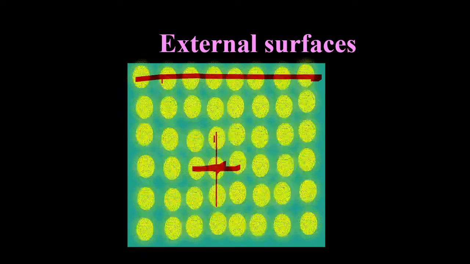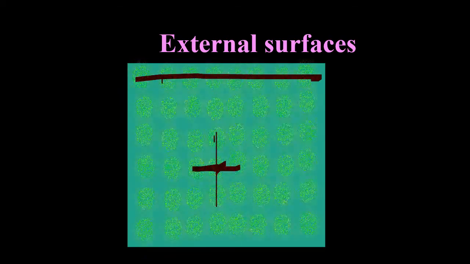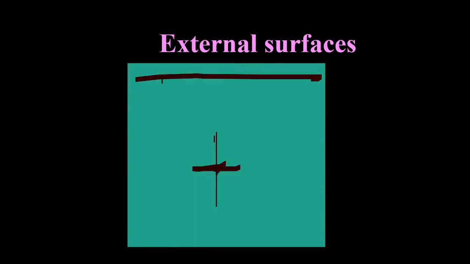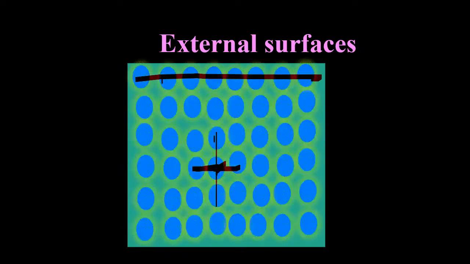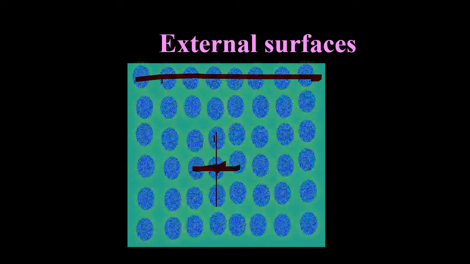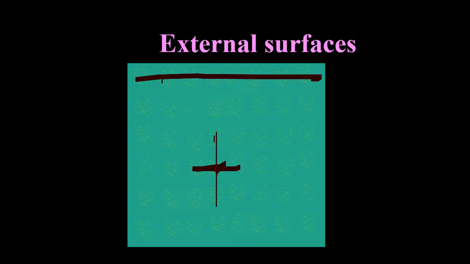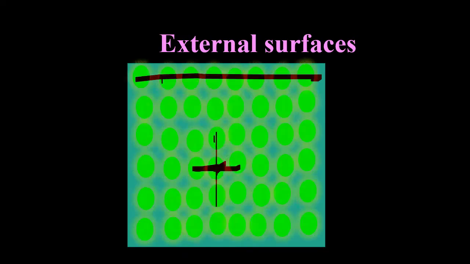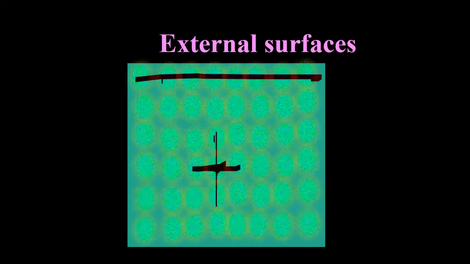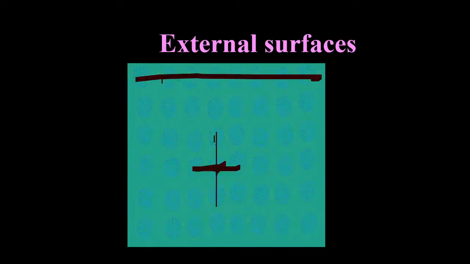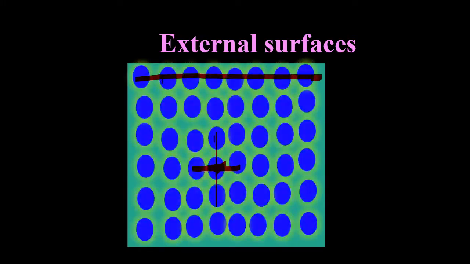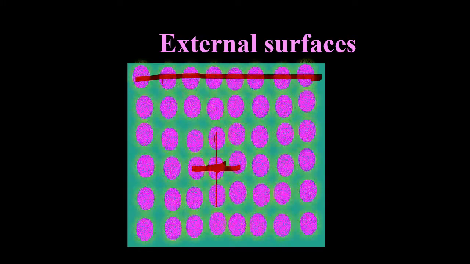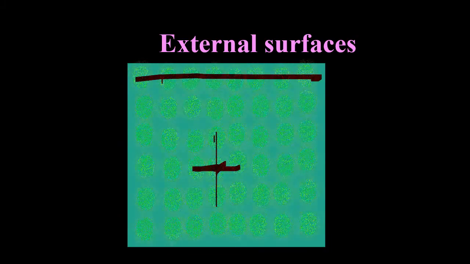So the bonds of these surface atoms that are not satisfied give rise to the surface energy, and this surface energy is expressed in unit of energy per unit area, that is joule per meter square.